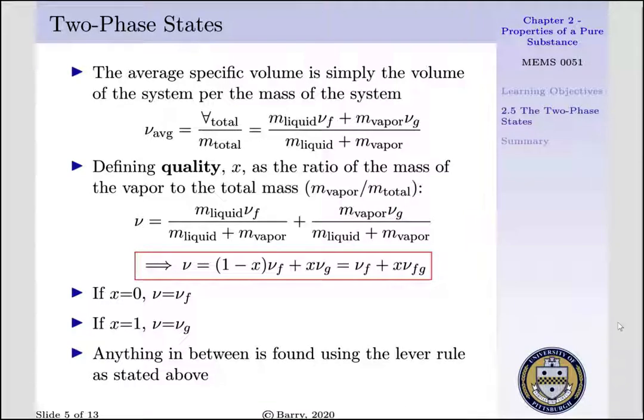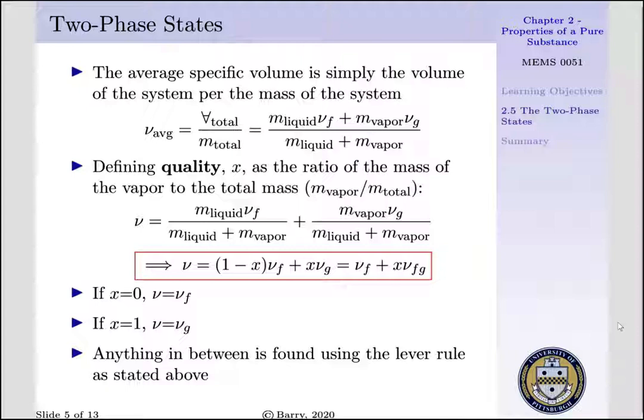Now, what's nice about quality is it is able to tell us how much liquid and how much vapor we have when we are existing within the vapor dome. If x is equal to 0, we are existing as a completely liquid state, and thus our specific volume will be equal to our saturated liquid specific volume. If x is equal to unity, we are existing as a completely vapor state, and our specific volume would be equal to our saturated vapor specific volume. Now, if x is between 0 and 1, we have a combination of liquid and vapor existing simultaneously.